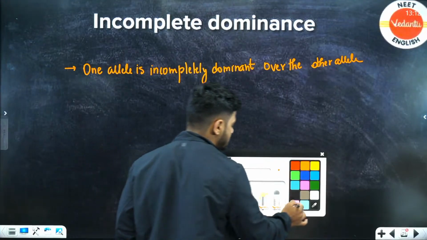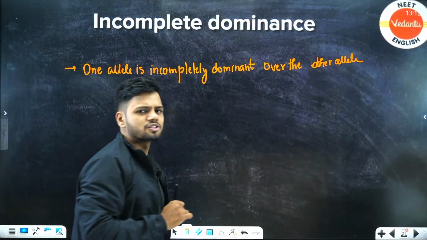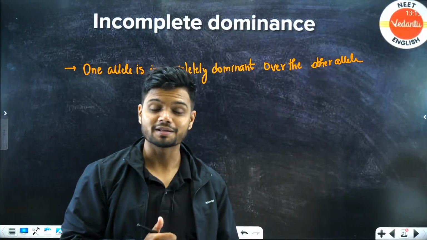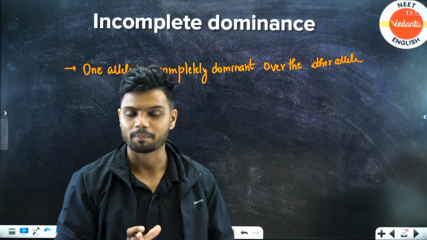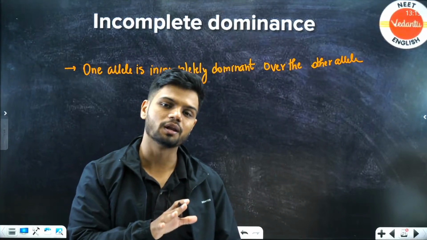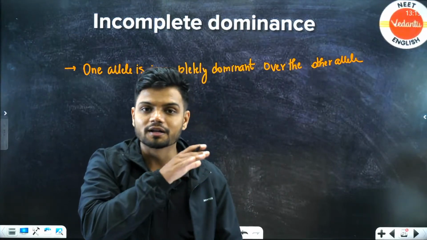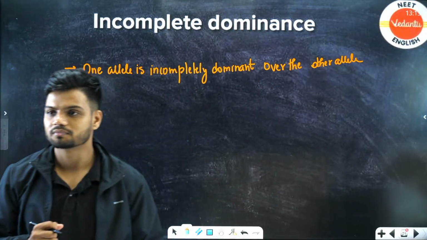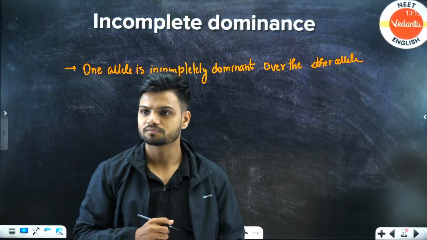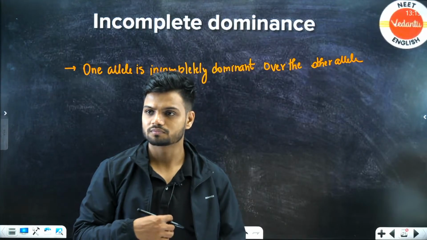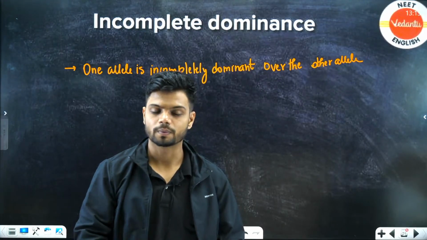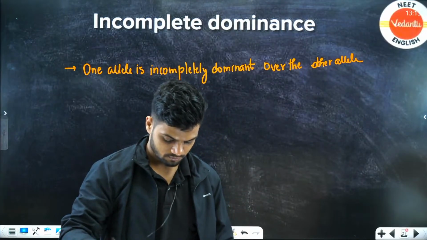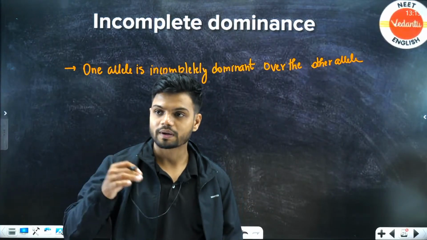Now the beauty of this incomplete dominance is, tell me in the chat, do you think the offspring will resemble the parents or will it look different from the parents? Or will it resemble one of its parents, or will it resemble both parents? Tell me quickly in the chat.